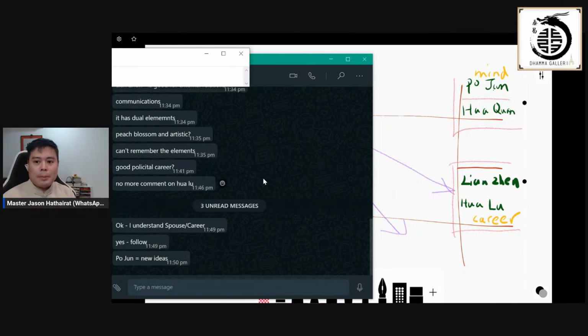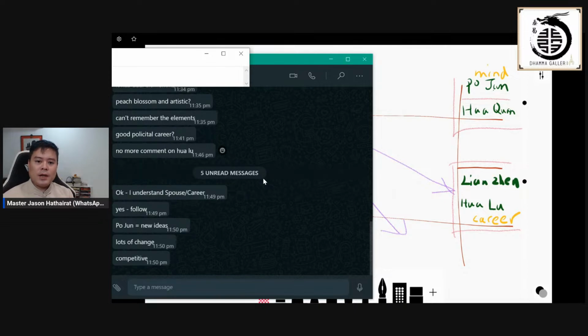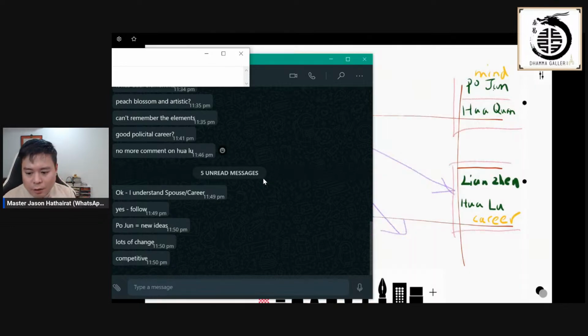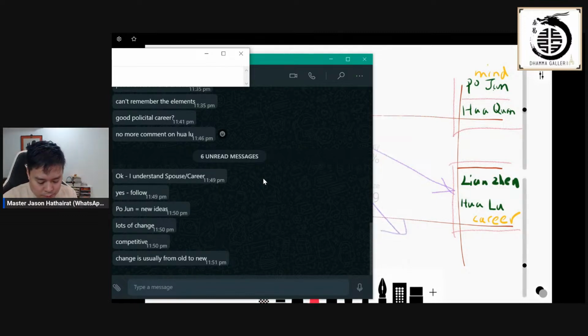What else can you tell me about loss of change? Competitive, yes, correct. It can also be indicative of changes, because these four corners are the horse's corners in terms of 紫微斗数. I don't know whether you have touched on this already. This is the Shi, and this is the Sun.